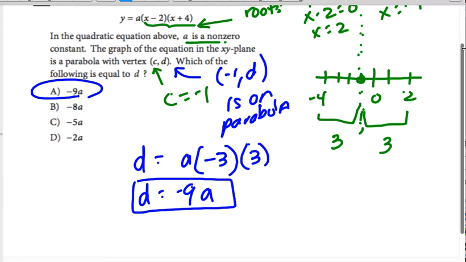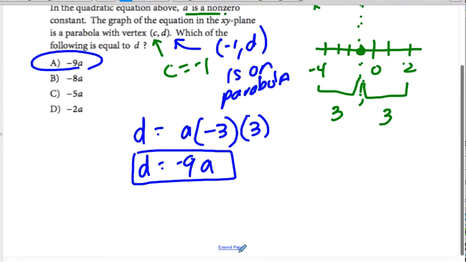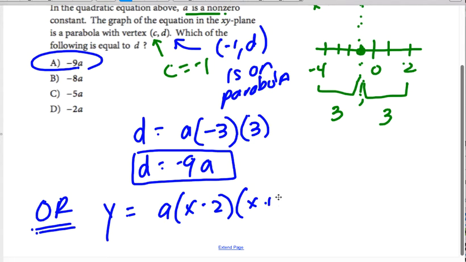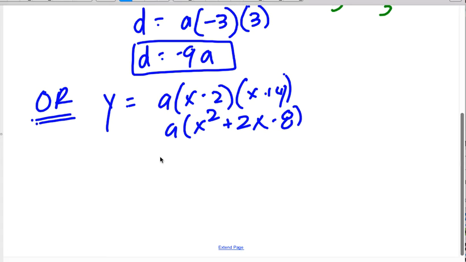Again, there are probably other ways to do that. The other things that I can think of, in my brain, this is the best option. So some other options that you could possibly try: we have a times the quantity x minus 2 times x plus 4. I suppose that you could FOIL this all out, so you could make this an a times x squared plus 2x minus 8, which makes this ax squared plus 2ax minus 8a. You could do that.